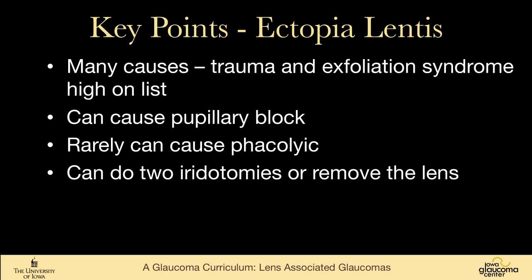Ectopia lentis, lots of causes, but trauma and exfoliation syndrome are the highest on the list. They can cause pupillary block. If it's dislocated into the vitreous, rarely it can cause phacolytic, although that may be decades later. One can do 2 iridotomies to prevent the pupillary block or remove the lens.